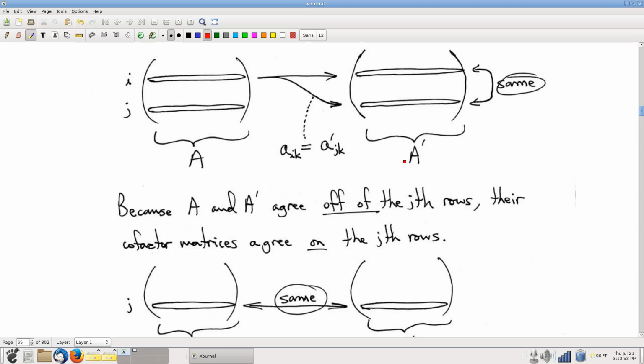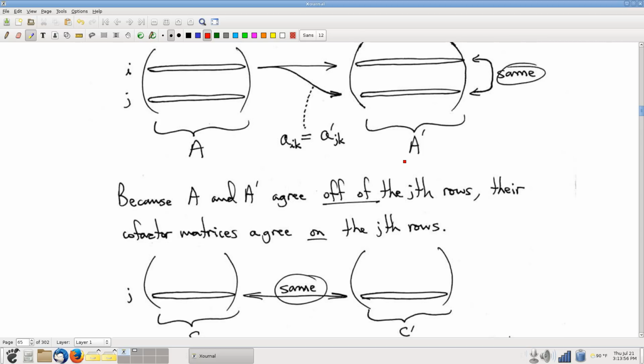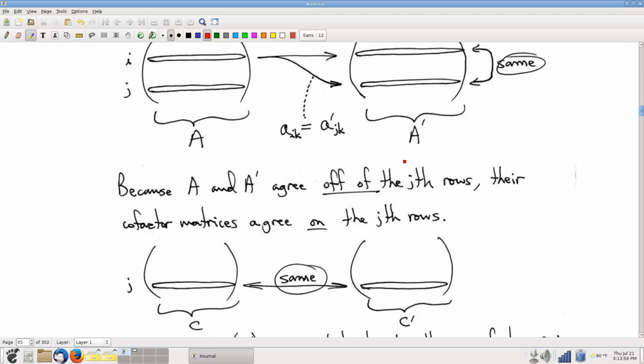Okay. So, looking at these two matrices, let's think about their cofactor matrices. Let's say the matrix A is going to have a cofactor matrix that we'll call C. The matrix A prime is going to have a cofactor matrix that we're going to call C prime. And the assertion that I'm making here is that the jth row of C and correspondingly the jth row of C prime are the same. Now, why would that be?